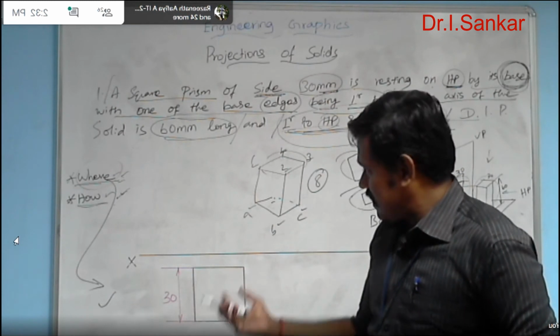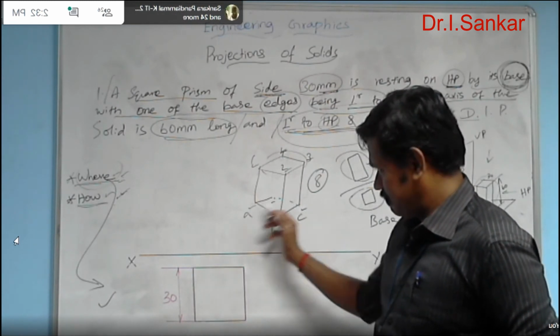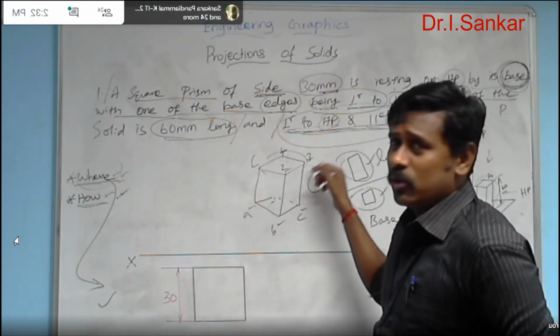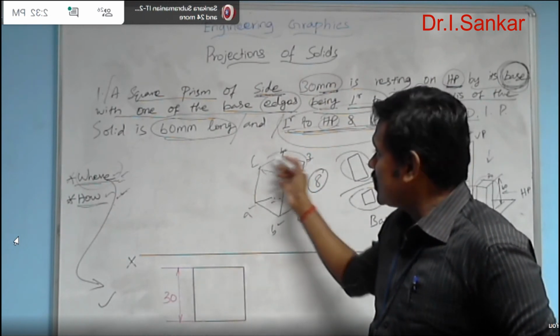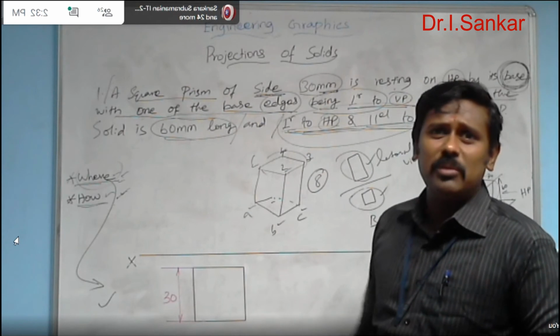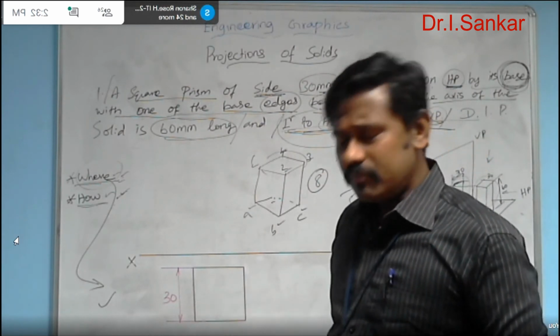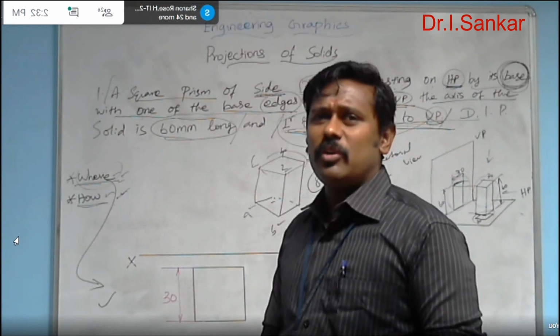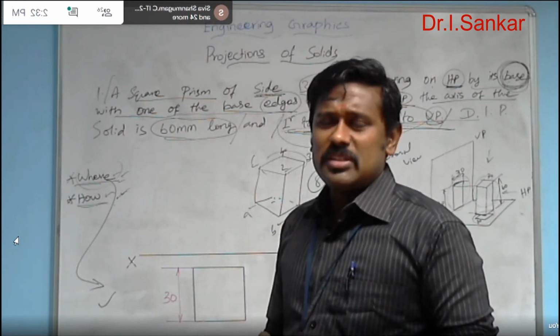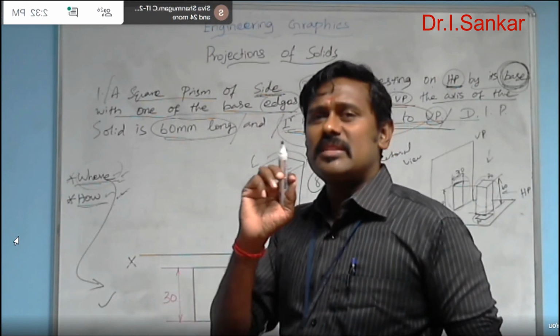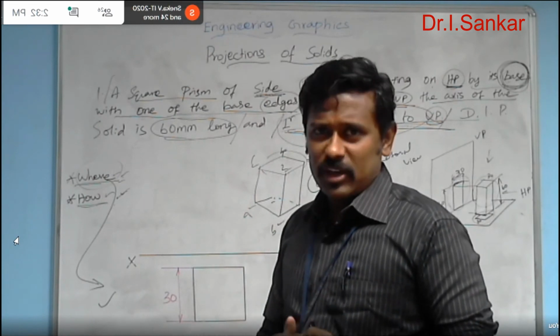Maybe in some other classes they are using A, B, C for the base corners and A1, B1, C1 for the face corners, or 1, 2, 3, 4 for base corners and 1 dash, 2 dash, 3 dash for the face corners, whatever it may be. We need not worry about that. In our class what we are going to follow is the base corners are named with the alphabets A, B, C, D. The face corners will be named with the numerals 1, 2, 3, 4.